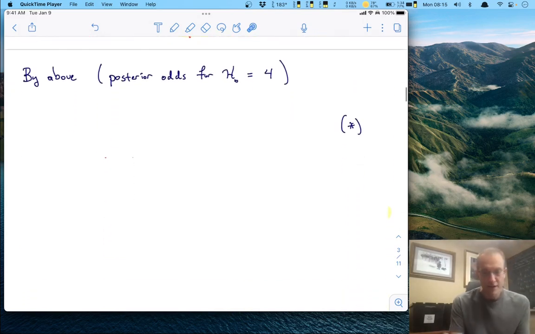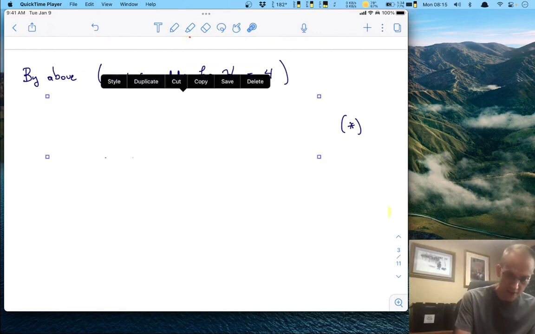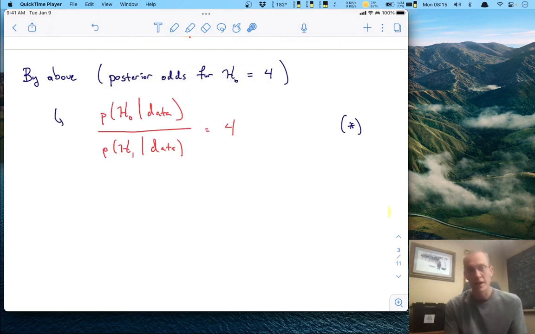So by above, we know that the posterior odds for H0 over H1 is equal to 4. Okay, so let's set that up in an equation, right? That, again, by definition means that the probability of H0 given the data divided by the probability of H1 given the data, these posteriors, that ratio is equal to 4.